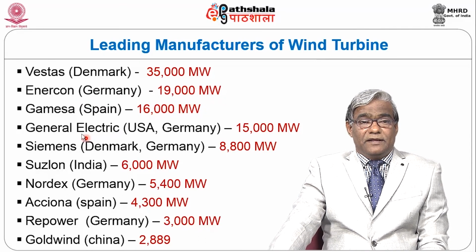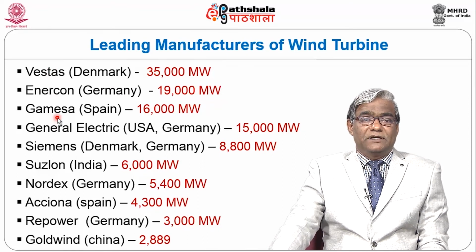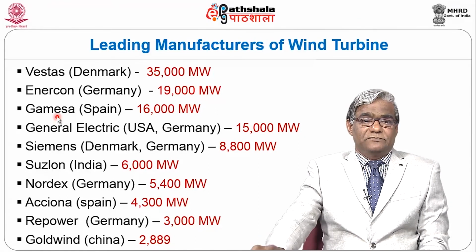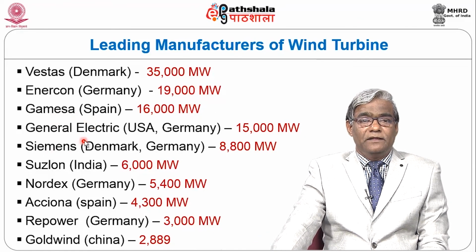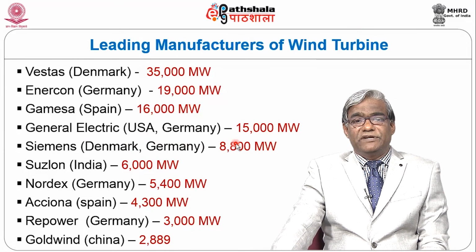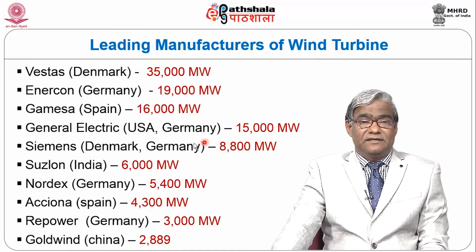Gamesa has come to Chennai, India. It is a Spanish company, and they have already installed about 16,000 megawatt. We have Vestas and Gamesa in Chennai, Tamil Nadu, India. Both companies are here, one from Denmark and another from Spain. And this is General Electric, GE, from USA and Germany, with about 15,000 megawatt installed capacity. Siemens, again from Denmark and Germany, has installed about 8,800 megawatt around the world.